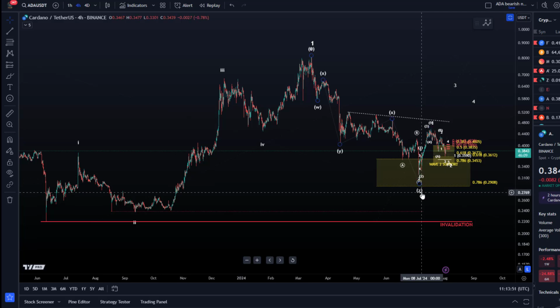which is this wave 2 corrective pullback. And we're currently holding the support area, but below 29 cents, I'm not going to watch for higher prices necessarily anymore. Yeah. This is the key level. This is also the risk management level.